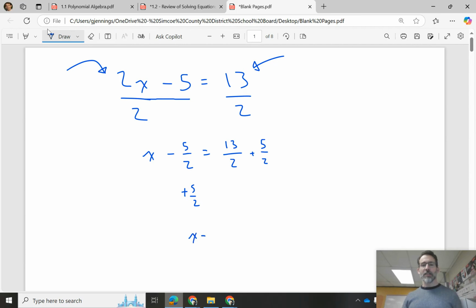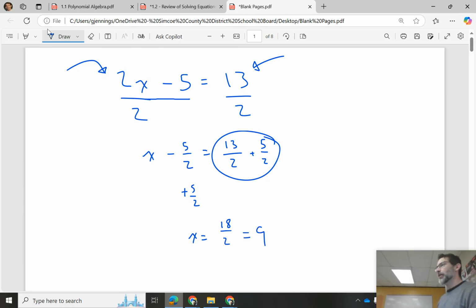And then I get x is equal to this, which is 18 on 2. Oh my goodness, we ended up in the same place. But I think you'll agree it was easier the first way. So do it the first way.